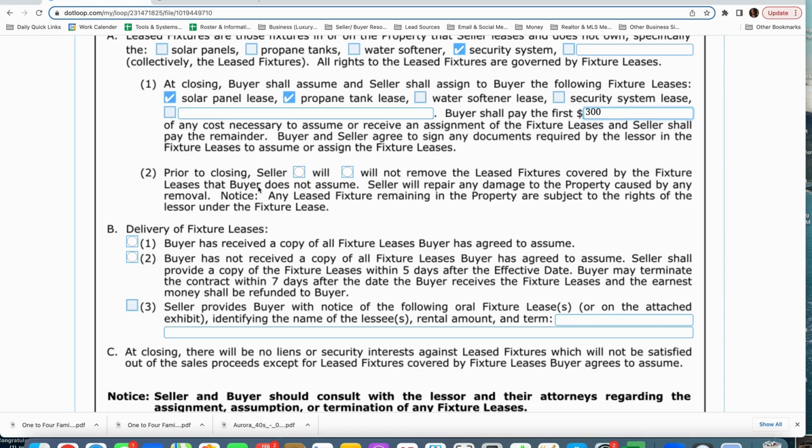And it also says prior to closing, seller will or will not remove the fixture lease. So it's like, hey, we're going to keep it or we're not. Let me review that. Prior to the closing, seller will, you're going to check if they will or will not remove the leased fixture covered by the fixture lease that the buyer does not assume. Seller will repair any damages to the property caused by any removal. Notice: any leased fixtures remaining in the property are subject to the right of the leaser under the fixture lease.